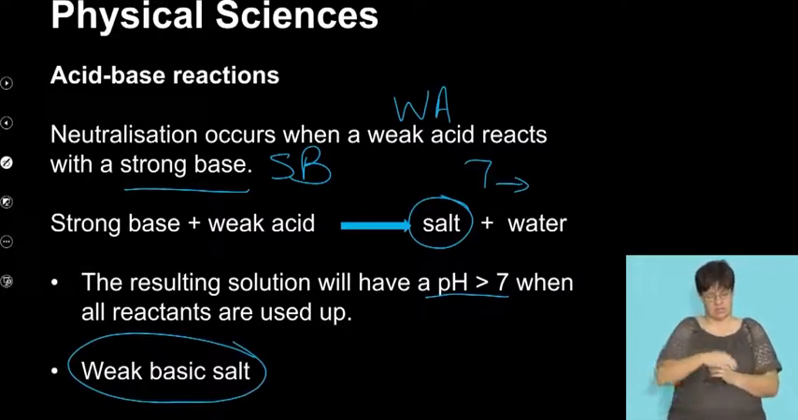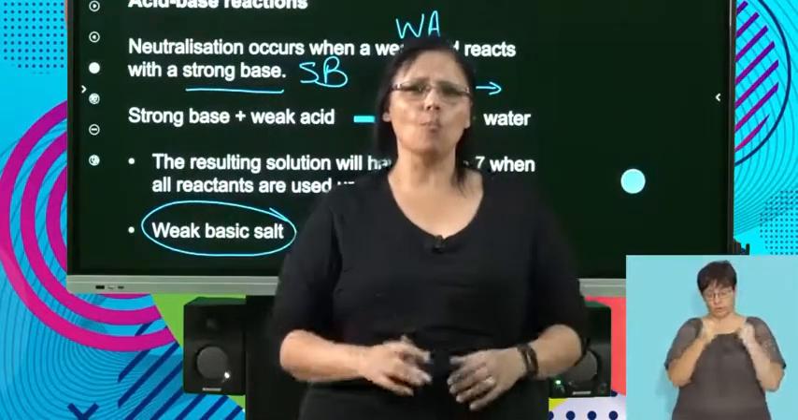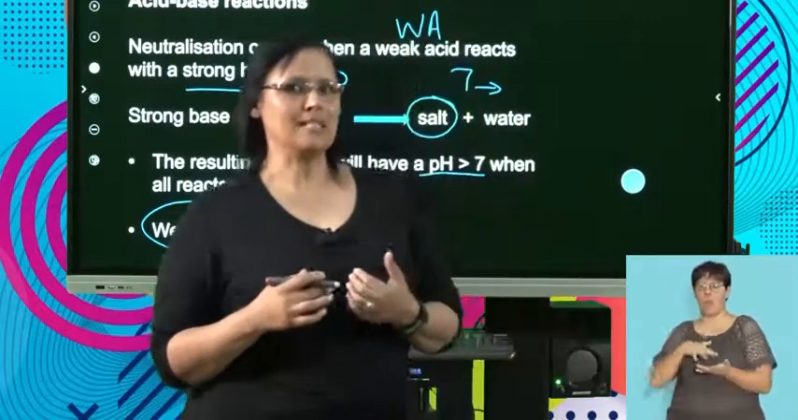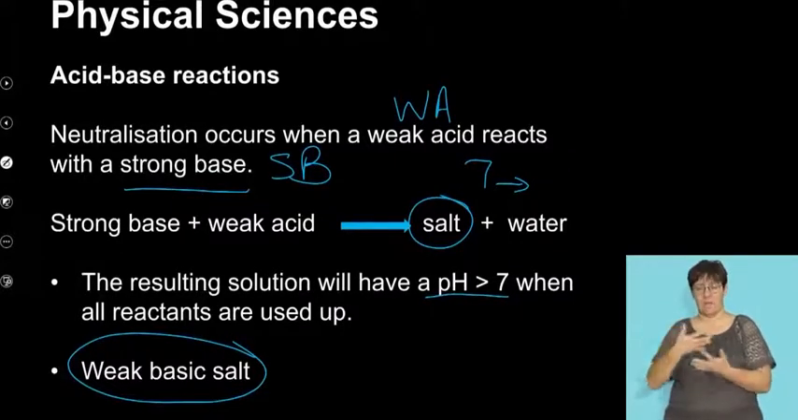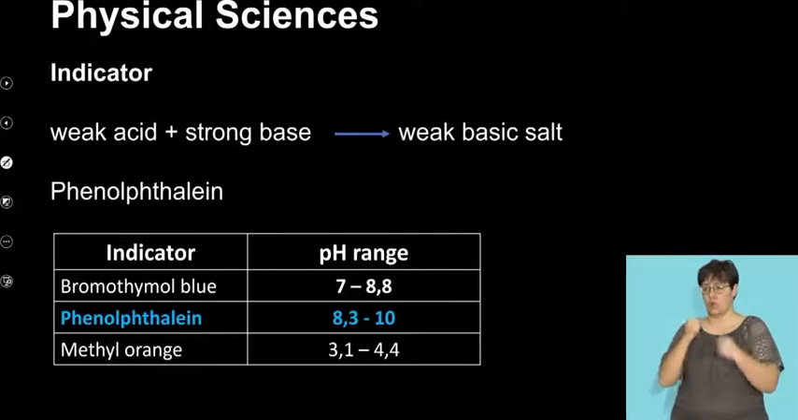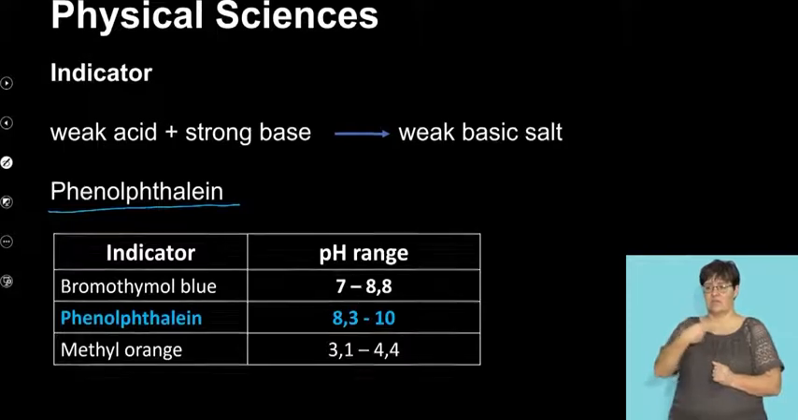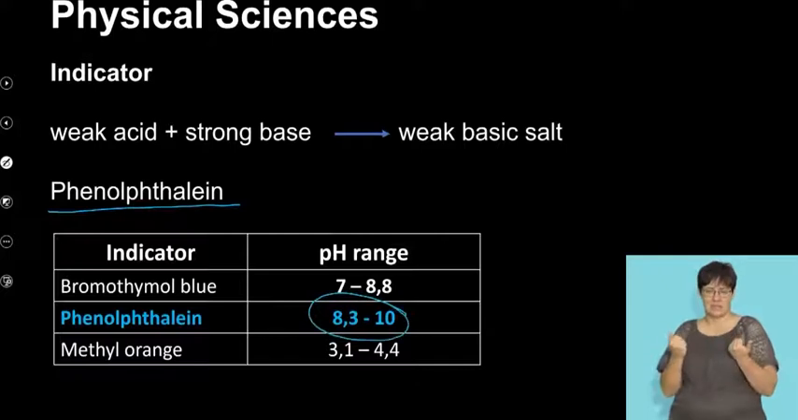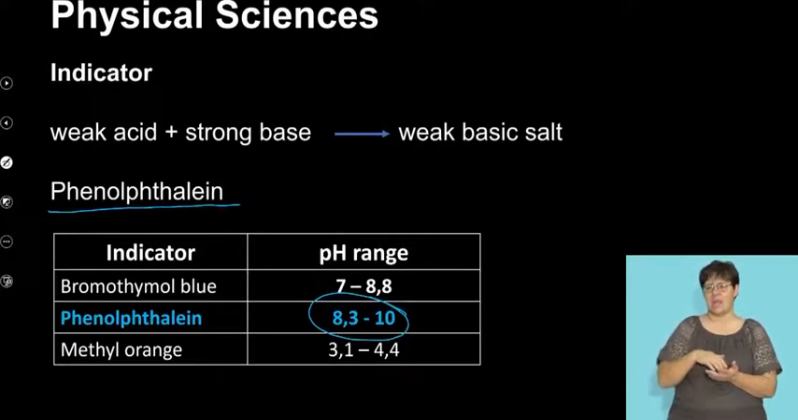And we then say, simply because it's bigger than 7, it simply means that we've got a weak basic salt. So the salt that's been formed by a weak acid and a strong base will actually be weakly basic, meaning it will have more OH minus than hydronium ions in solution. In the case where we use a weak acid and a strong base, the only indicator that we can use here is phenolphthalein. And we use phenolphthalein because we expect a color change around a weak basic pH.